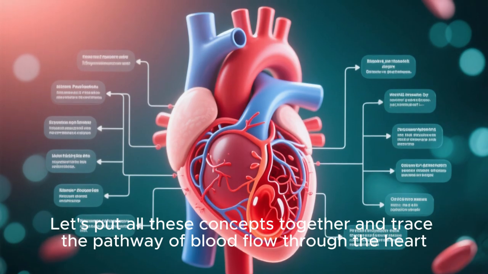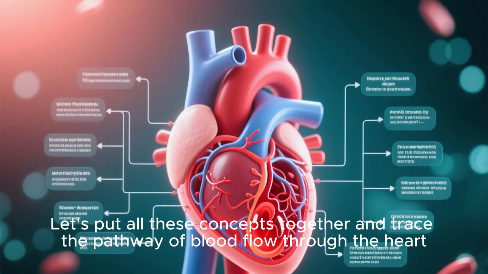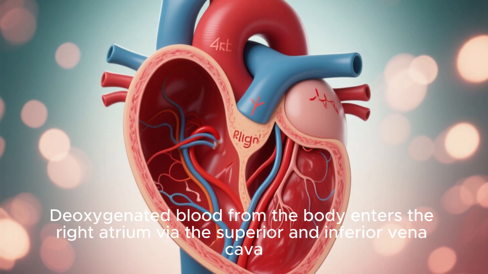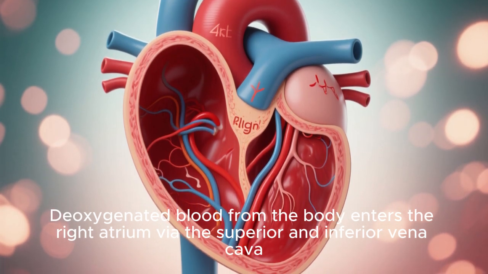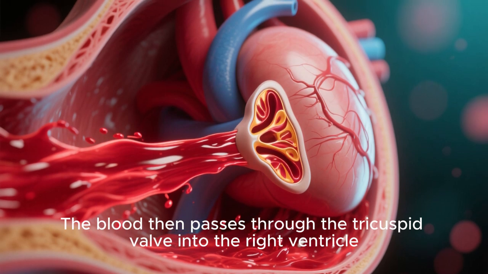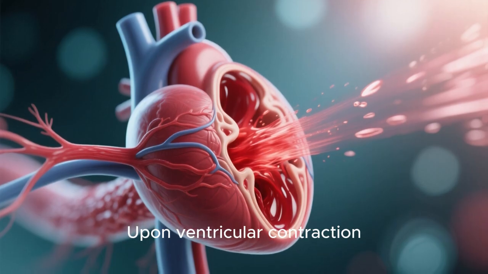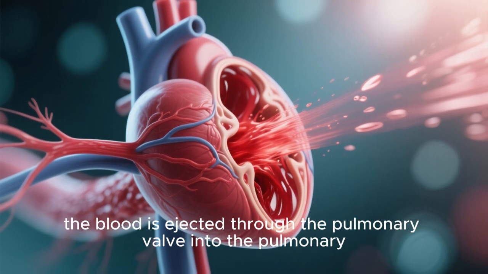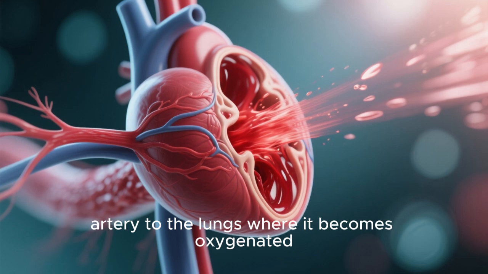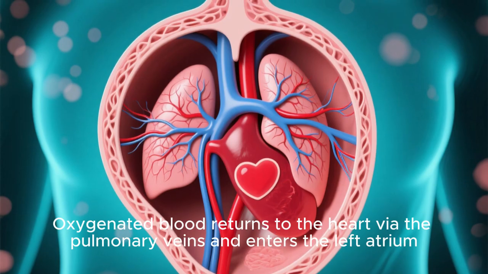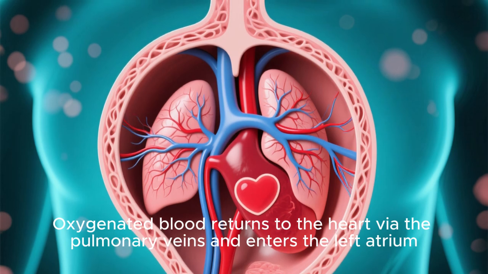Let's put all these concepts together and trace the pathway of blood flow through the heart. Deoxygenated blood from the body enters the right atrium via the superior and inferior vena cava. The blood then passes through the tricuspid valve into the right ventricle. Upon ventricular contraction, the blood is ejected through the pulmonary valve into the pulmonary artery to the lungs, where it becomes oxygenated. Oxygenated blood returns to the heart via the pulmonary veins and enters the left atrium.